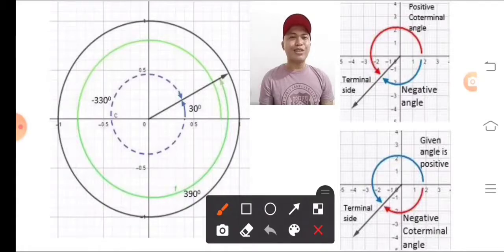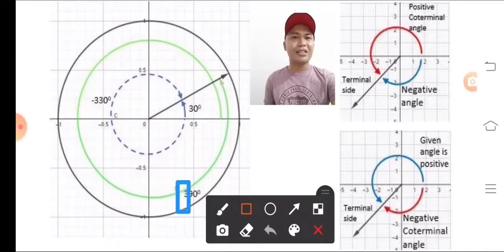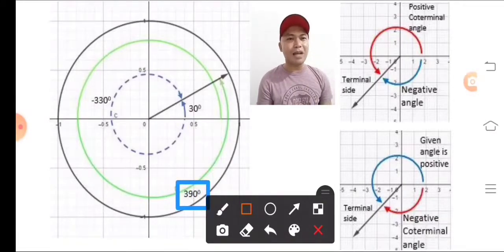So, for example, in 30 degrees, we know that the terminal side of 30 degrees is in the first quadrant. So you can easily find its coterminal angles. You just add 360 degrees to 30 degrees. The result is 390 degrees. And that is the least positive coterminal angle.